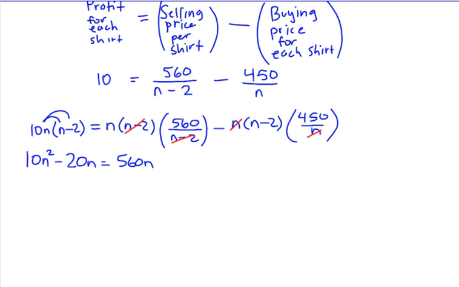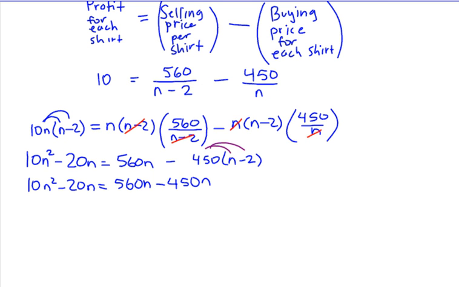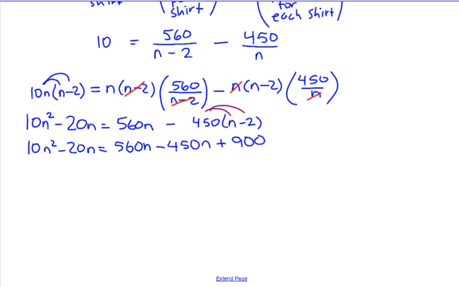Now for this one, we want to be careful because you have a minus sign here, so you might want to rewrite it. We have minus 450 times n minus 2. So what are we bringing in here? Negative 450. Want to bring in that minus sign as well. So 10n squared minus 20n equals 560n, minus 450 times n, just negative 450n, and then negative 450 times negative 2, plus 900. Good.